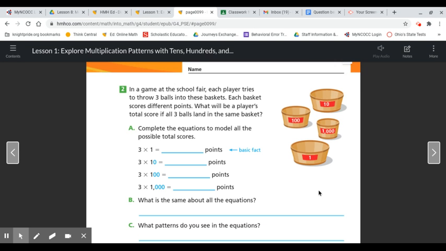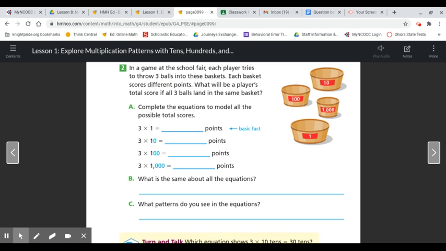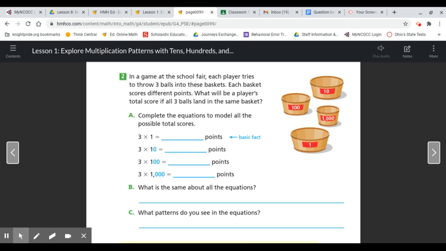All right, we're going to look back here on page 79 where we left off yesterday. And I asked you to complete question 2 on your own. So let's go over that one here together. You had 3 of these balls tossed into the baskets and wanted to know the player's score if all 3 balls land in the same basket.